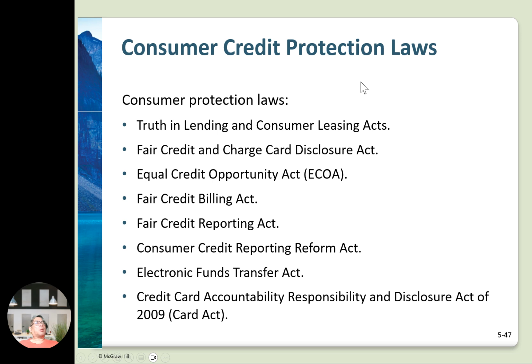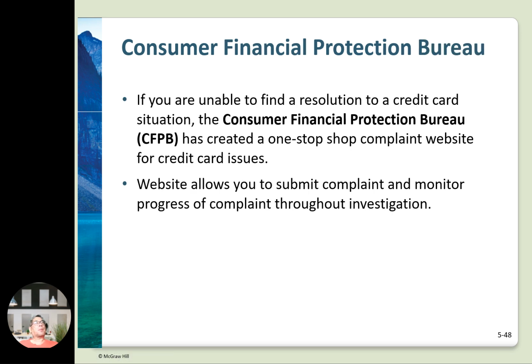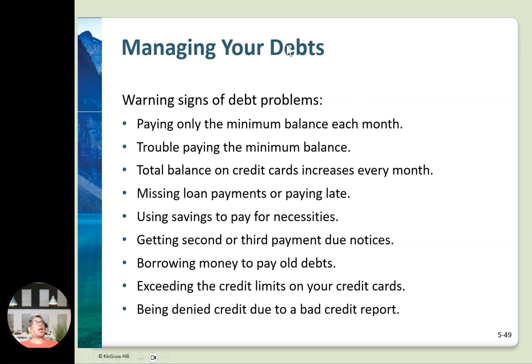These are the consumer protection laws. These laws are available from the state. In the US and Canada they have different names, but overall they are similar. If you are unable to find a resolution to credit card situations, the CFPB, the Consumer Financial Protection Bureau, has created a one-stop shop complaint website for credit card issues. The website allows you to submit a complaint and monitor the progress of the complaint through the investigation.